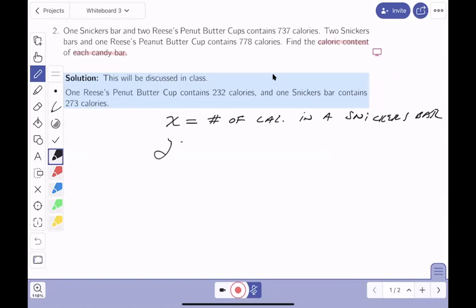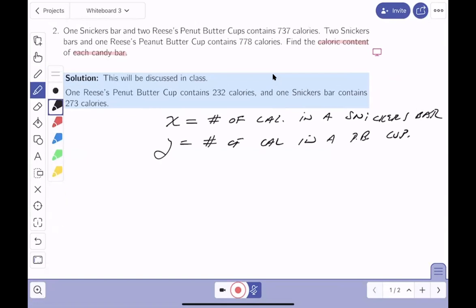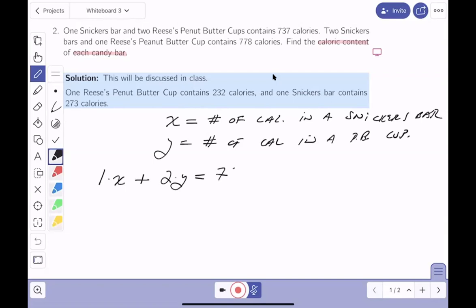And I'm going to say Y is the number of calories in a peanut butter cup. Well, let's write down what they said. And you do that by reading the sentences. So the first sentence says, 1 Snicker bar. Well, how many calories are in 1 Snicker bar? It's 1 times X. And 2 of those peanut butter cups. Well, how many calories are in each peanut butter cup? Y calories. How many calories would we get? 737.